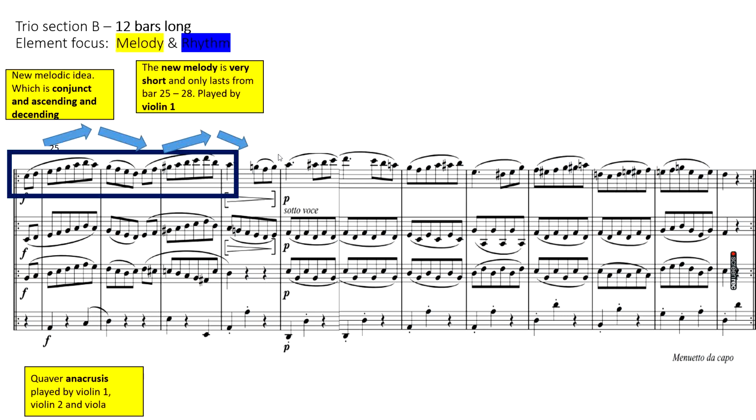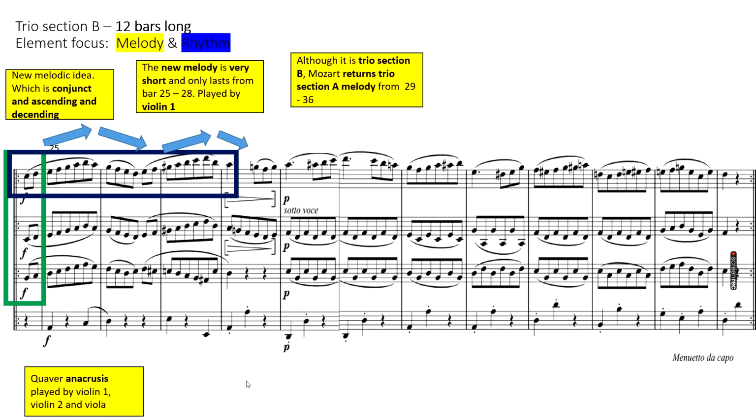Something else to note at the very beginning is there is an anacrusis. Remember, an anacrusis is an upbeat. However, this is now played on violin 1, violin 2 and the viola. The anacrusis has never been played by more than 2 instruments. So in this section it's played by 3 instruments, this quaver anacrusis. So that's something that's really interesting to note.